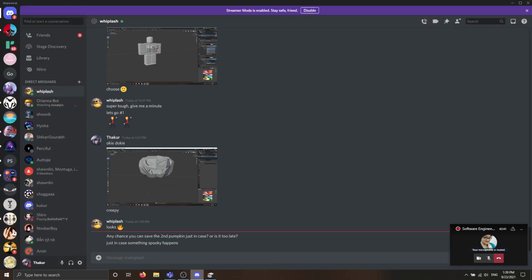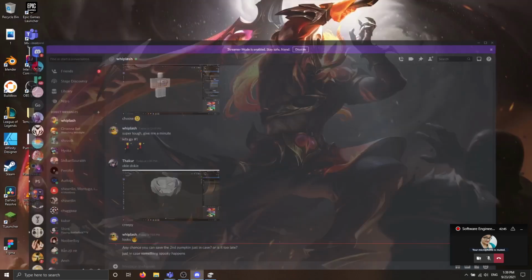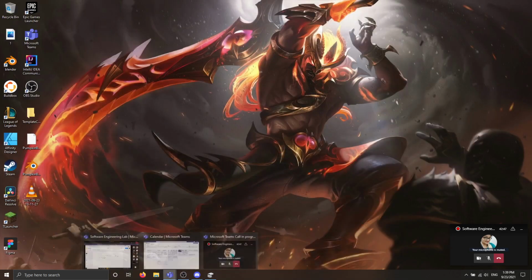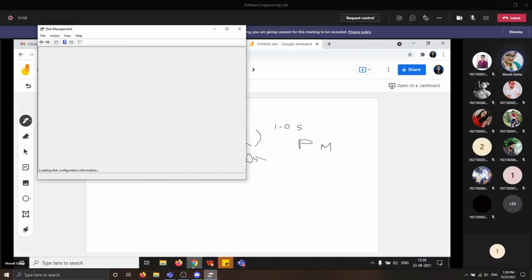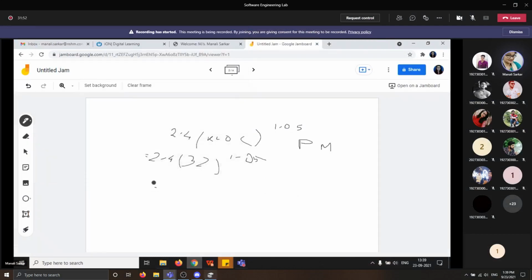So in this way, you can calculate. If you do the calculation with a calculator, you will see that it is 91 person-months. So the effort is 91 person-months.